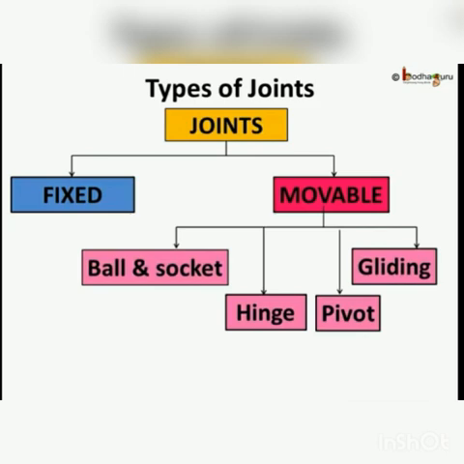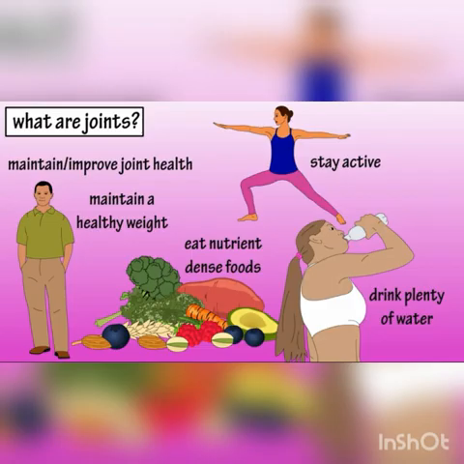Now, all these types of joints we have studied are considered as movable joints. This is also very interesting to know about. We have over 230 movable joints in our body. It is also important to know how we can improve or maintain our joint health. So stay active, maintain a healthy weight, drink plenty of water. Eat nutrient-dense food.